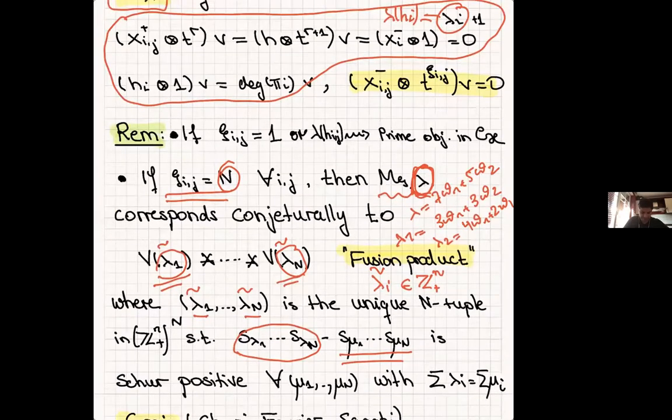Since this module conjecturally corresponds to this tensor product over here, the question you are asking is basically, in this case, whether there is a formula for the multiplicity of an irreducible in that tensor product, which I don't think is so easy to determine.